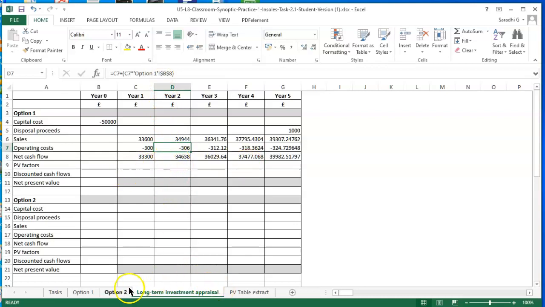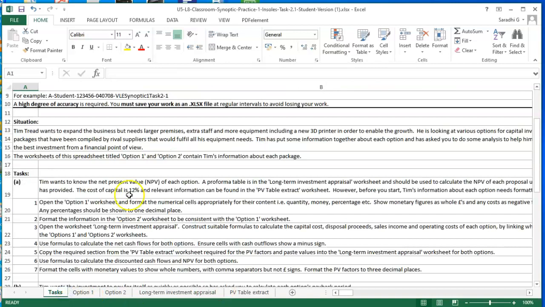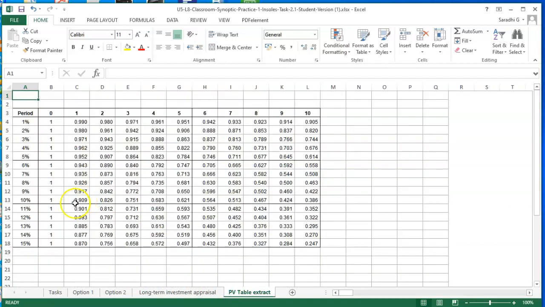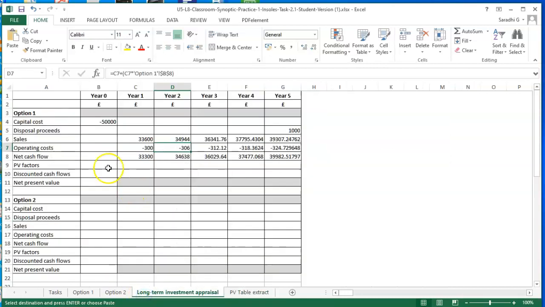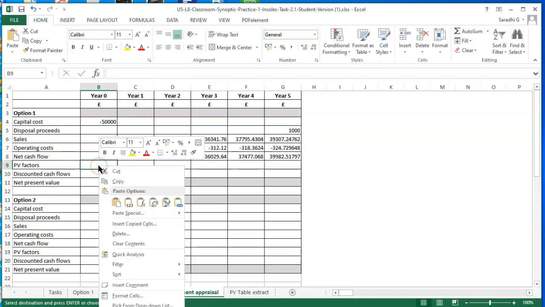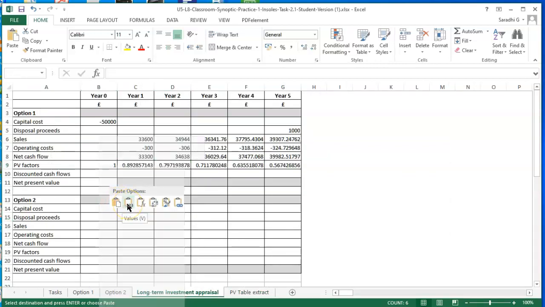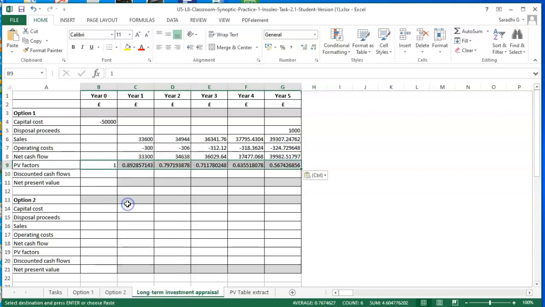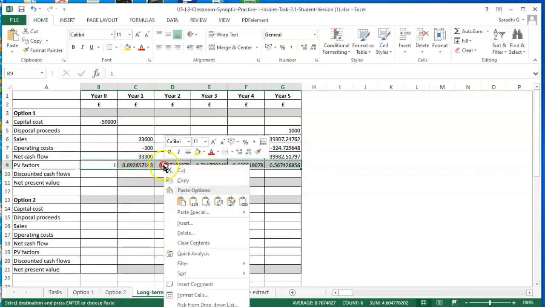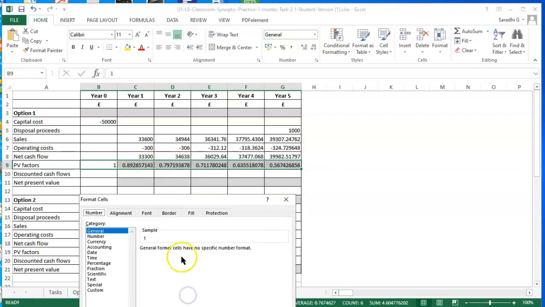Copy the PV factor. According to the question, you can see they have given you the cost of capital is 12%. So we use the PV factors for 12%. There are 5 years, so copy up to 5. So Control C and paste values in here, and make sure you format it to 3 decimal places.